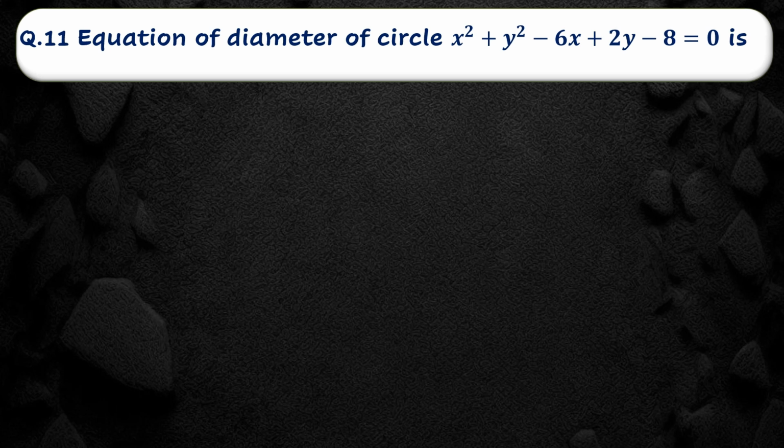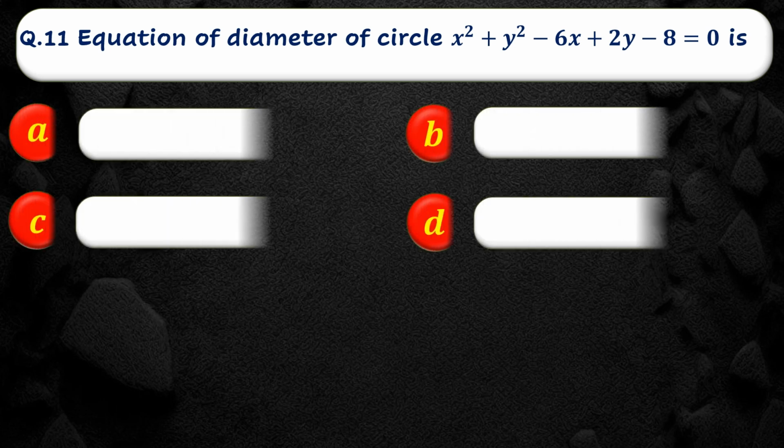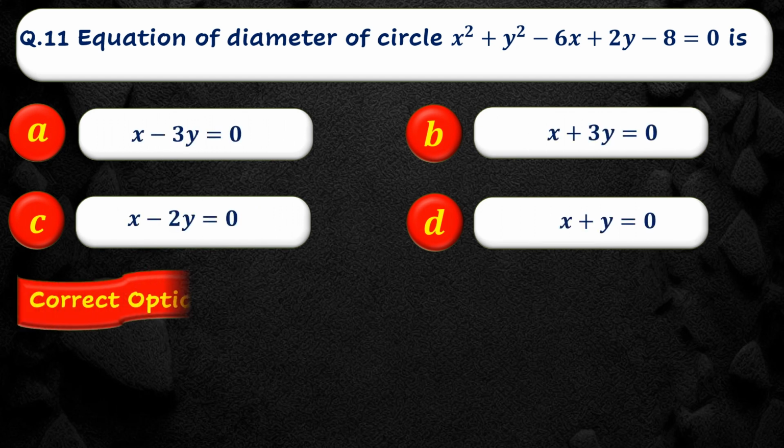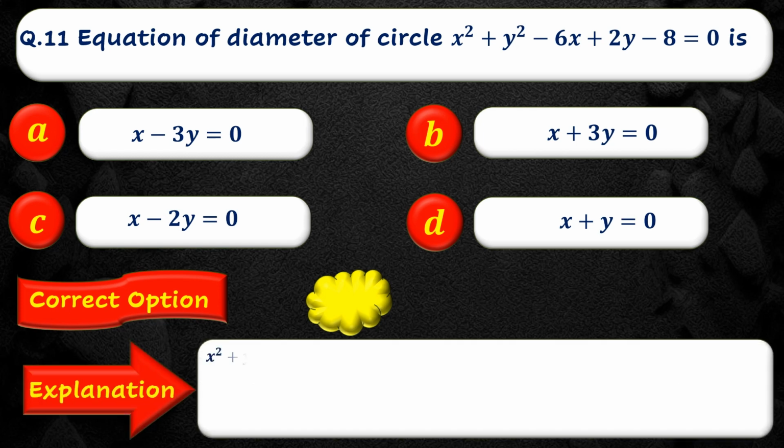Question number 11. Equation of diameter of circle x square plus y square minus 6x plus 2y minus 8 is equal to 0 is, and the options are. Let's check out which one is the correct option. But before that we explain it. Given circle is this. We know that the center of a circle lies on the diameter of a circle. So we find the center of given circle and we check on which line the center lies.